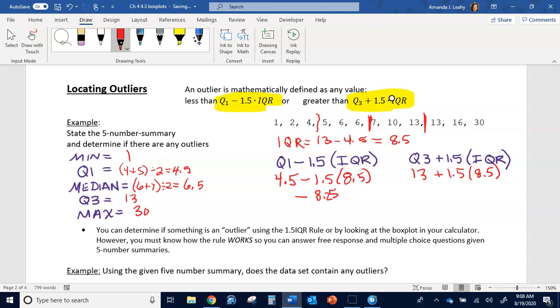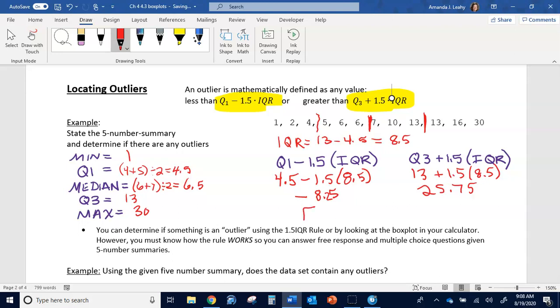13 plus 1.5 times 8.5 is 25.75. Now, if you have your calculator handy, then you should go ahead and make sure that you can compute these two numbers and you're not running into any sort of issue. Now, the idea then is this is like my outlier fence.